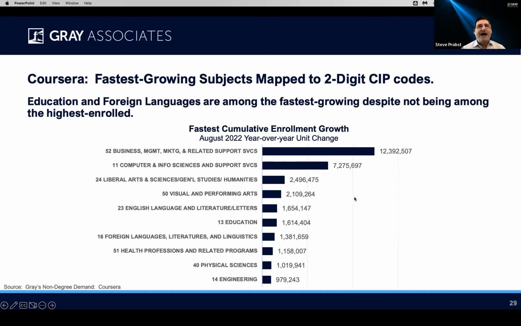If you subtract what they had before and look at how much is new enrollment, business is still at the top. And there's computers. So this sequence is very similar, though we don't see the interdisciplinary, which includes data science, on this list. And education and foreign languages are on the fastest cumulative enrollment without being on their biggest. So their list for what's big now and what historically has been big for them overlap a lot, but not completely.